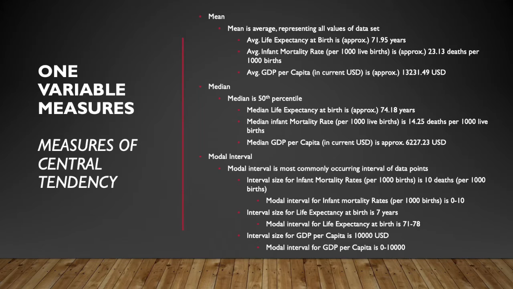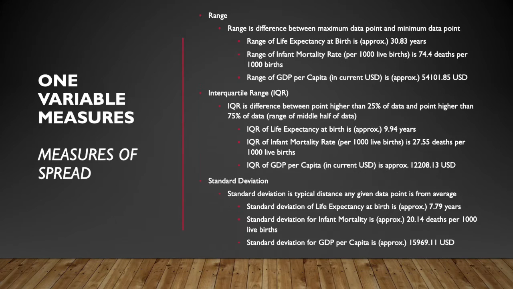The interval size for infant mortality rates is 10 deaths per 1,000 births. The modal interval for infant mortality rates per 1,000 births of the 42 countries being analyzed is 0 to 10. The interval size for life expectancy at birth is 7 years. The modal interval for life expectancy at birth is 71 to 78. The interval size for GDP per capita is 10,000 US dollars. The modal interval for GDP per capita in current US dollars of the 42 countries being analyzed is 0 to 10,000. The range is the difference between the maximum data point and the minimum data point.